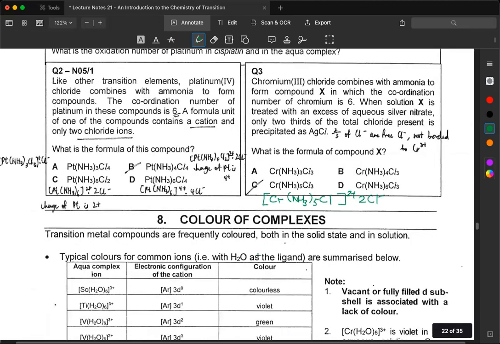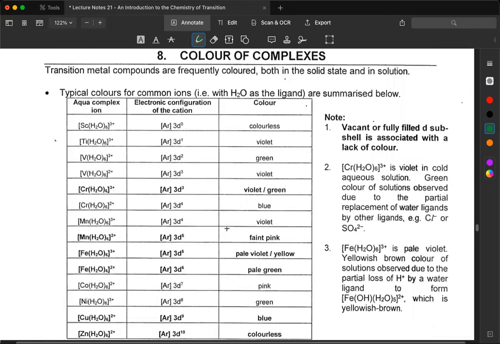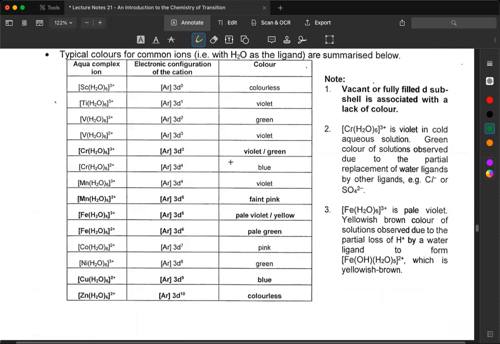Now we look at the color of complexes. Transition metal compounds are frequently colored, both in the solid state and in solution. The typical colors for common ions with water as ligand are summarized below. Just take note of the ones in bold. Do we need to memorize the whole list? No, no need. Take note of the ones in bold, that will be good enough.